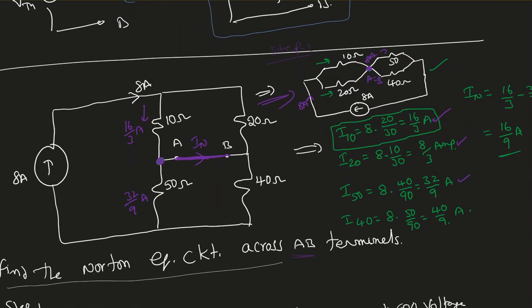So here is the first example. In this example, it's asking to find the equivalent circuit across the AB terminals. In Thevenin theorem, we had 4 steps. So it's similar to Thevenin theorem. We're going to do the 4 steps.